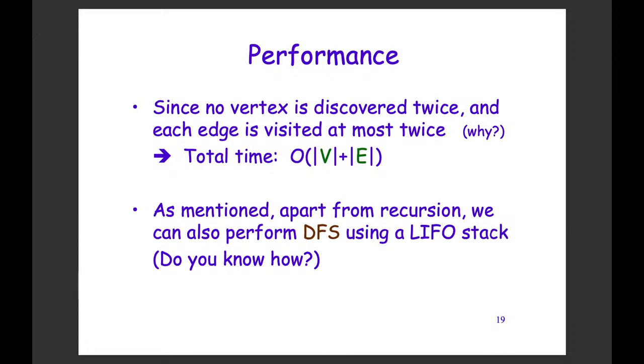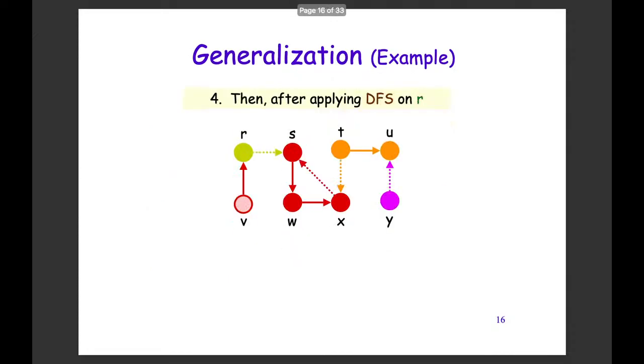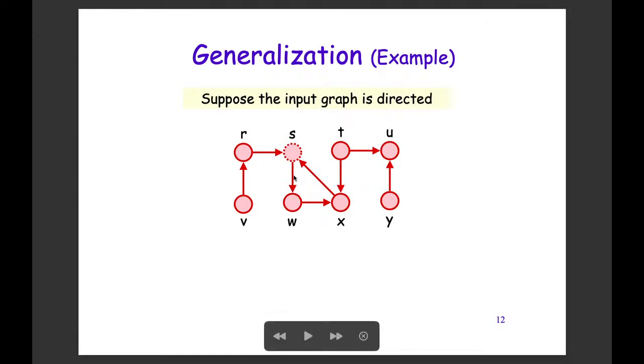So for a particular edge, let's go back to the original graph. Let's say this edge. This edge is seen only when we are trying to run DFS on S. Then we will see this one, and at no other time will we see it again. So in the directed case, each edge is seen exactly once.